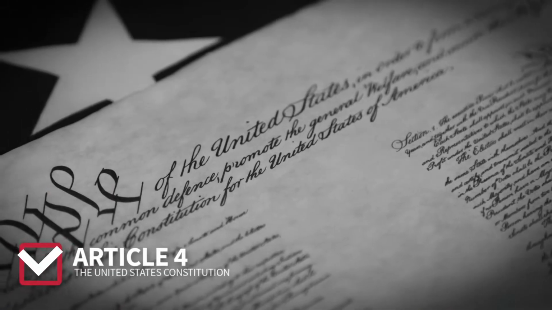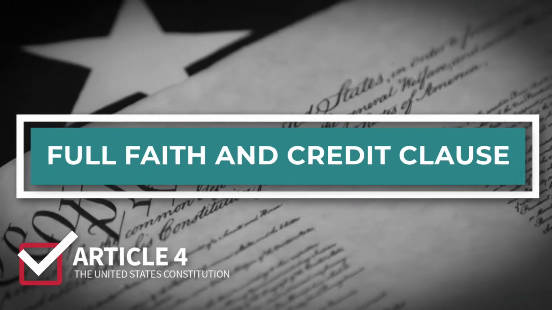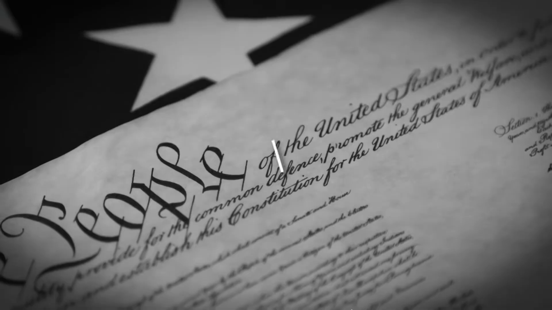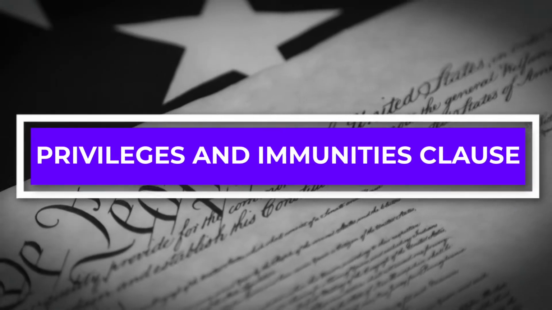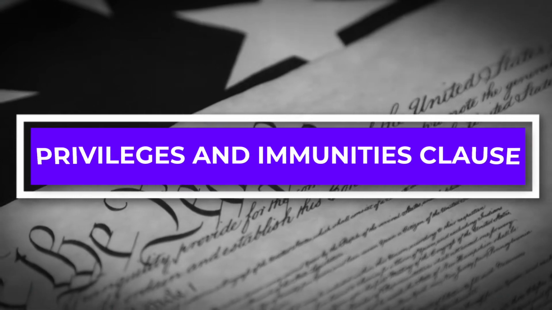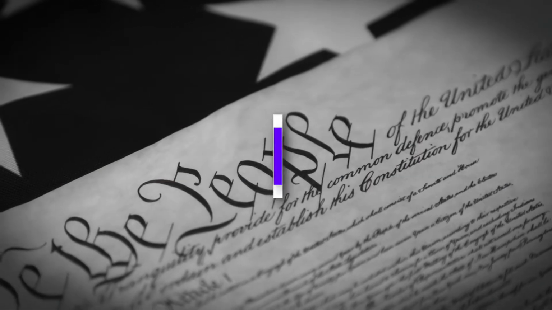Article 4 addresses state relationships and federalism, including the full faith and credit clause, ensuring states respect each other's laws and court decisions. It also contains the Privileges and Immunities Clause, which requires states to treat citizens equally as they travel state to state, and bans states from discriminating against out-of-state visitors.